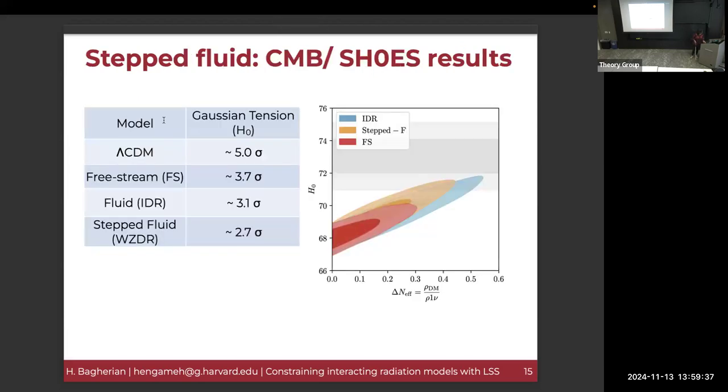Unfortunately, the runs that I had included all sorts of other data, including large-scale structure. So from just looking at the picture, you can't immediately say that the stepped fluid is doing better, which is why I added the table with the Gaussian tensions. You can see that when it comes to the Hubble tension, the stepped fluid or the WZDR is actually doing better than everything else.